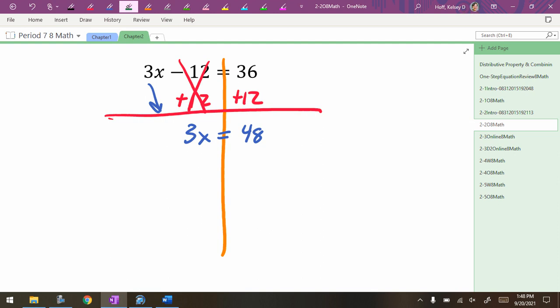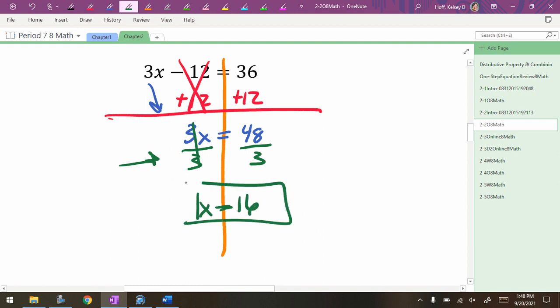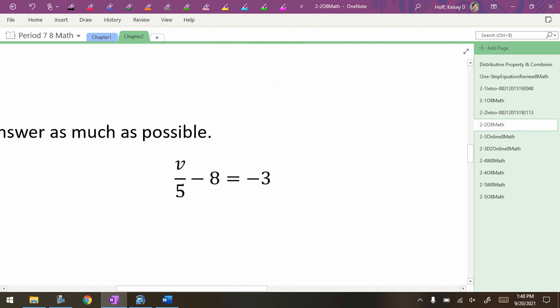Okay. Aiden, I think your hand was just in the air. Correct me if I'm wrong. What's your next step? Very good. Make sure you show me that you're dividing. Everybody together. X is 16. Nicely done. Nothing tricky. Okay. All right, let's go to the next one.